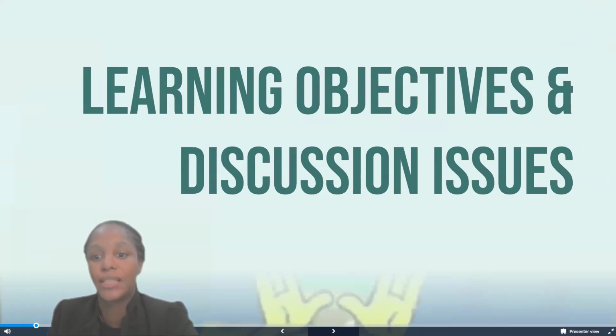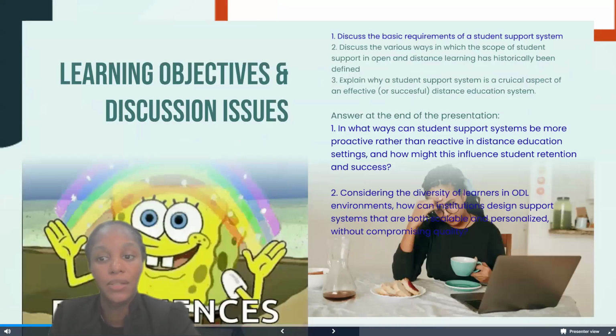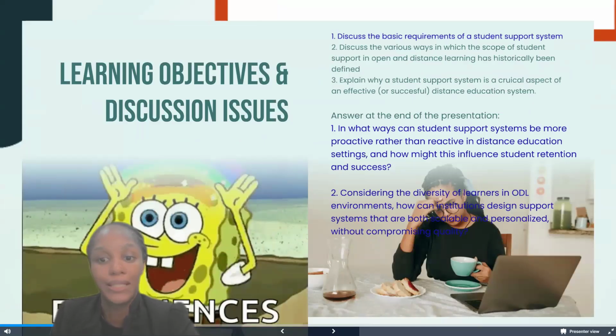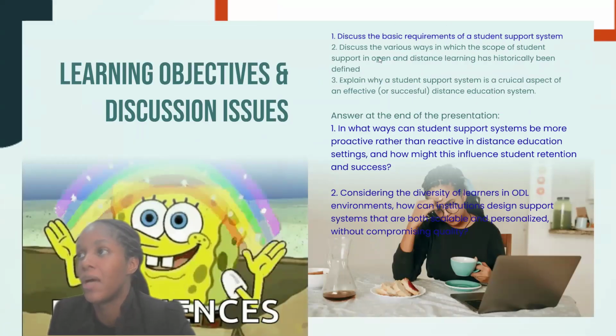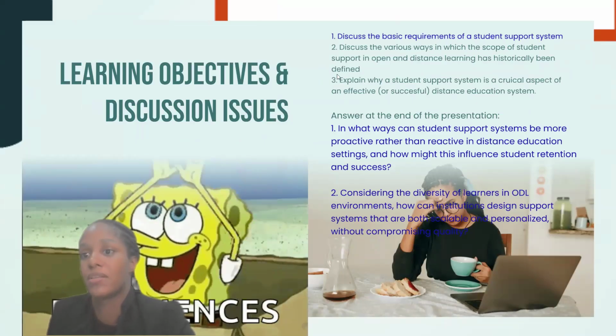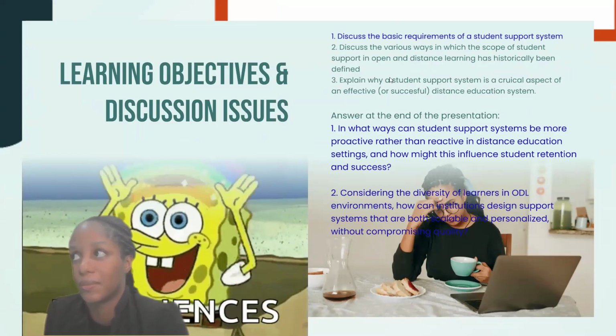Before we begin, let us take a look at the learning objectives for this module, as well as the two discussion points that we can answer after the presentation. As mentioned earlier, this particular presentation will be mainly tackling Objective 1, which is to discuss the basic requirements of a student support system. The other learning objectives that will be discussed in the following presentations are to discuss the various ways in which the scope of the student's support in open and distance learning has historically been defined, and to explain why a student support system is crucial, an aspect of an effective or successful distance education system.